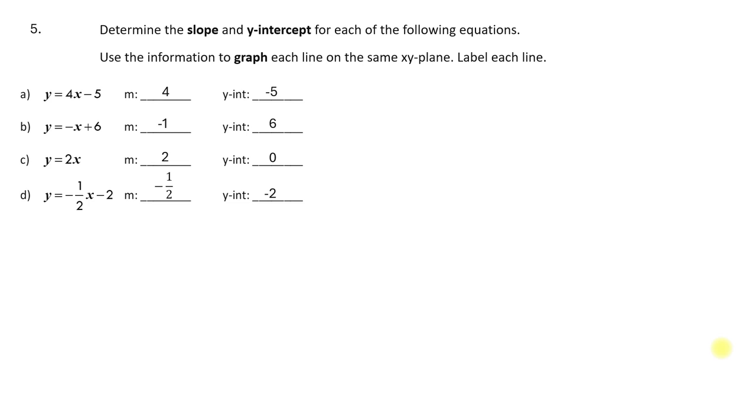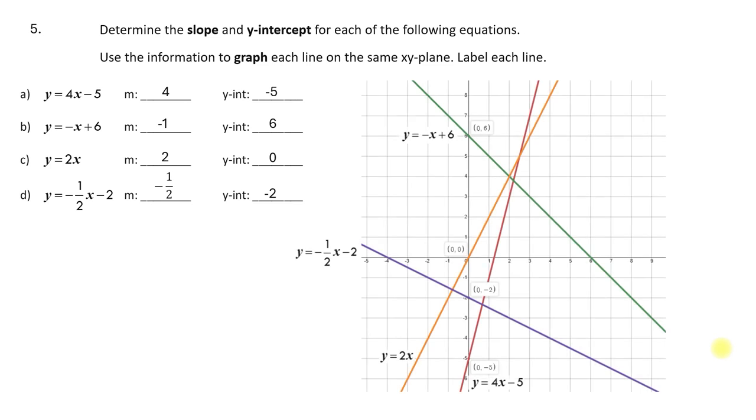And we put all these graphs on the same xy plane. Once again, you can see for graph C, y equals 2x, there is no b value, which tells us that the y-intercept is right through the origin at 0.